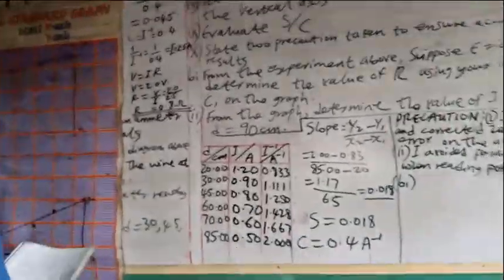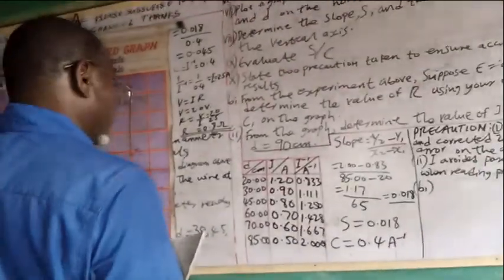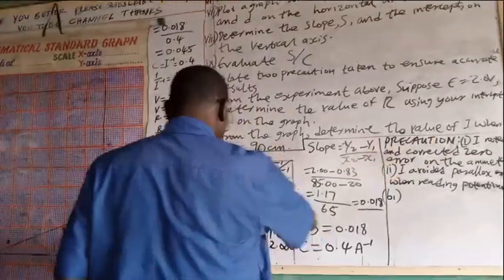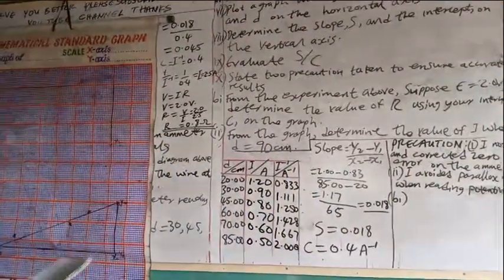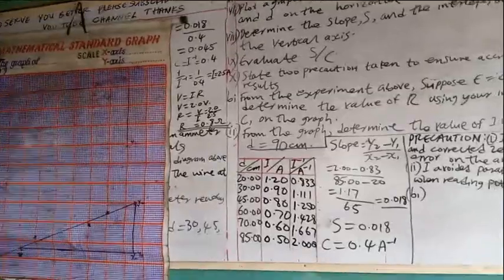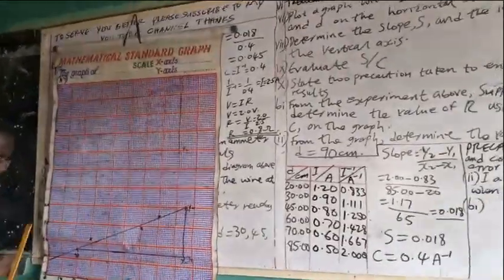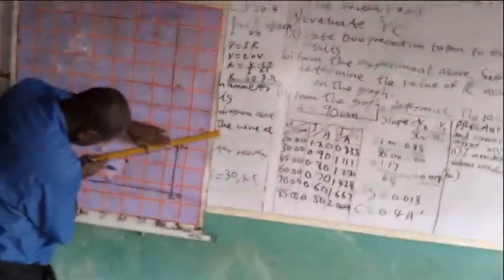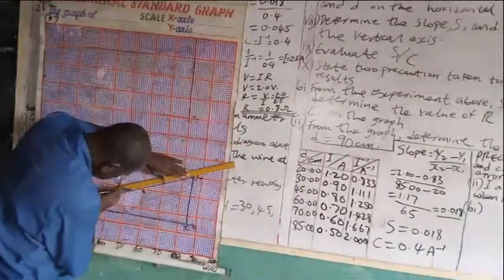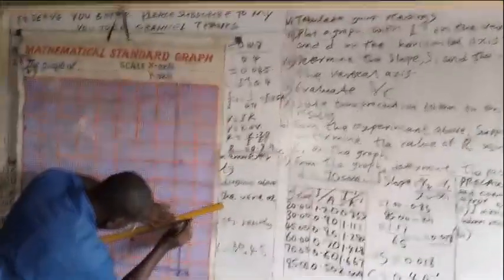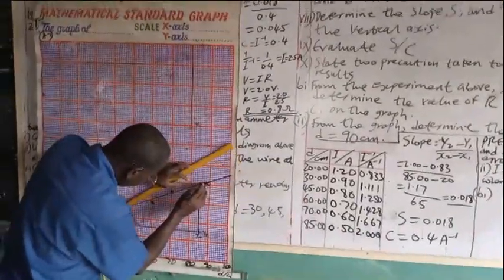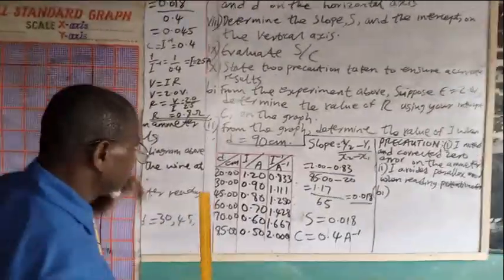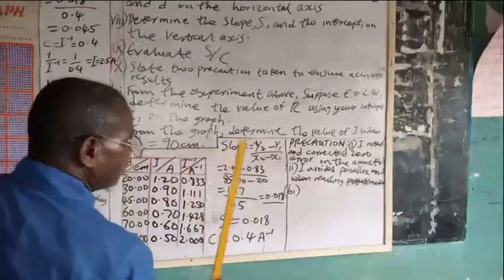Then the next thing we are directed to do, B2: from the graph, determine the value of I when D is equal to 90. When D is equal to 90, we are going to extend the graph to touch D equal to 90.